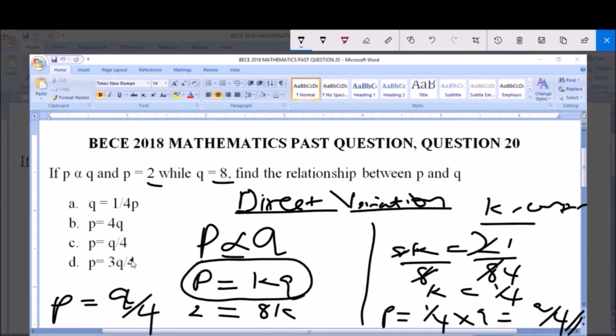Now from the options given above, which of these options corresponds to our answer, which is P is equal to Q over 4? Option A says Q is equal to 1 over 4P, which is wrong. B says P is equal to 4Q, which is wrong, and C says P is equal to Q over 4, which is correct. D here is wrong. So therefore, our correct answer is C.